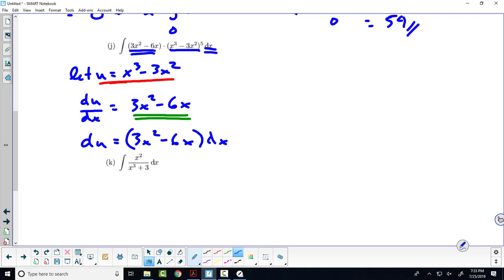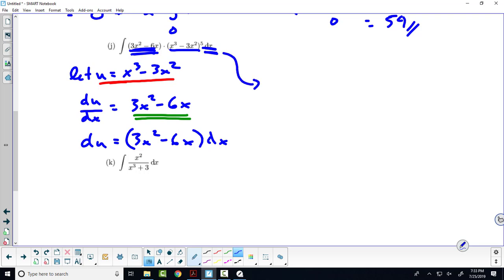Okay. So what am I going to replace u with? Or excuse me, what am I going to replace x cubed minus 3x squared with? U. What am I going to replace these two factors with? Du. Okay. So here we go. This is how the substitution works now.